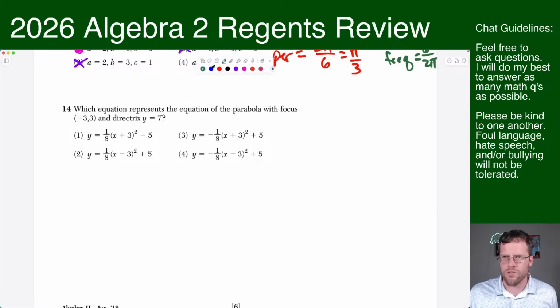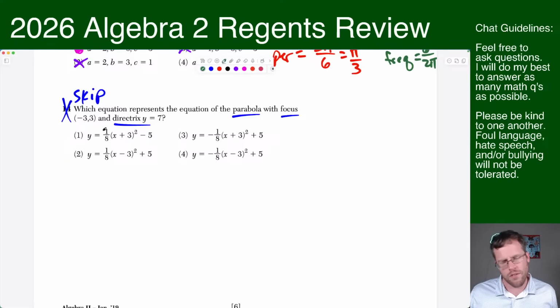This I will skip because this topic, focus and directrix, is out. Okay. If you want to see this, this is just for enlightenment. So this is not on the test.